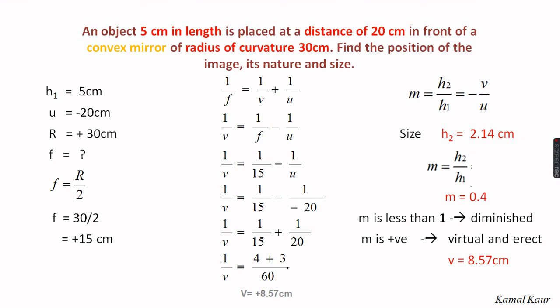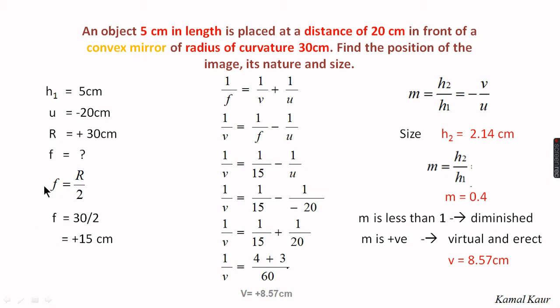An object 5 centimeter in length. Don't get confused by the word length. It is actually the height of the object, which is 5, and we know that h1 is always positive, so it will be plus 5 centimeter. It is placed at a distance of 20 centimeter, which is u, and it is minus 20 centimeter. In front of a convex mirror of radius of curvature 30 centimeter, and convex mirror always have a positive focal length and positive radius of curvature. So we will say that r is plus 30 centimeter. From radius of curvature we will find the focal length of this convex mirror, which will be 15 centimeter.